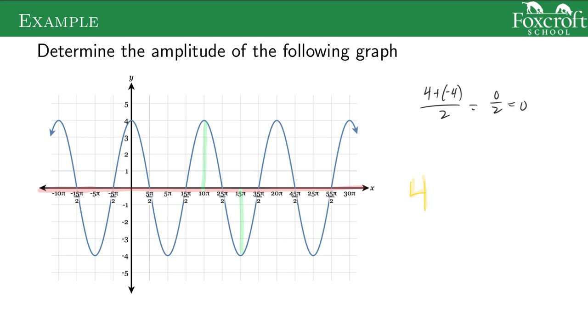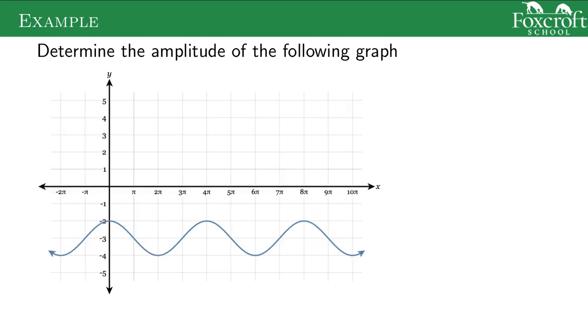Now, what about the amplitude of this one? The first thing we do is find the midline, and the midline of this one is going to be -3. The amplitude is the height from the middle to the top or the middle to the bottom, and here our amplitude is just 1.